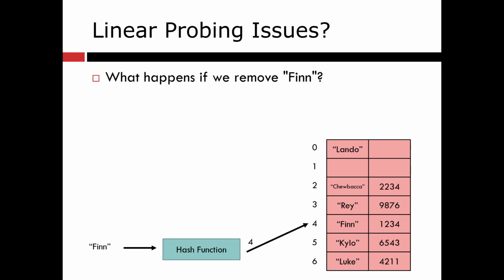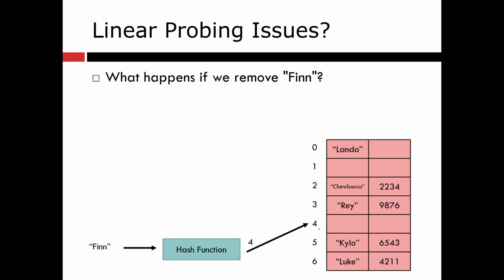Well, what happens if we remove Finn? Right, I insert Finn into my hash table, I do some operations, I eventually want to remove Finn for whatever reason, and I go to remove. So I pass Finn into my hash function, that's 4. I'm able to find the entry for Finn right away. I get to its entry at 4, and then I delete Finn because I don't need it anymore.